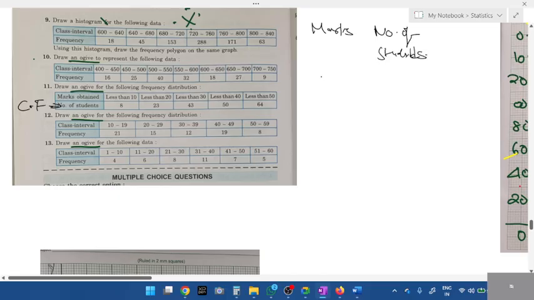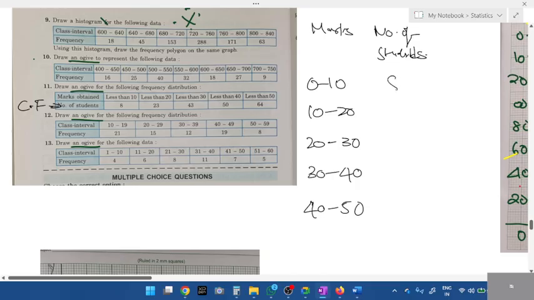Marks less than 10, take 0 to 10; less than 20, 10 to 20. It should be continuous. Less than 30, 20 to 30; less than 40, 30 to 40; less than 50, 40 to 50. And whatever they give is not frequency, it is cumulative frequency: 8, 23, 43, 50, 64.